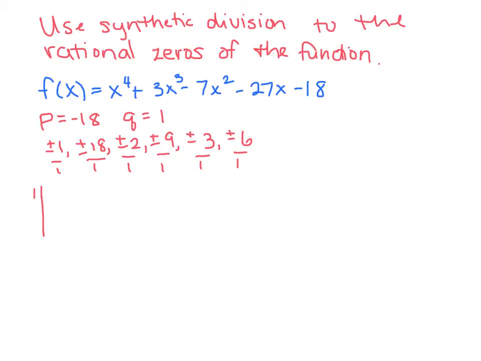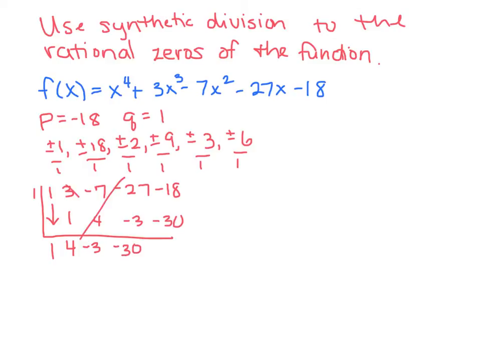So again, I always start with 1 in hopes that it works. It doesn't always. So 1, 3, negative 7, negative 27, negative 18. Bring the first term down, 1. Add, multiply, add, multiply, add, multiply. So 1 does not work. So now we'll try negative 1. Bring it down, 1, multiply, add, multiply, add, multiply, add, multiply. So this guy is the winner.